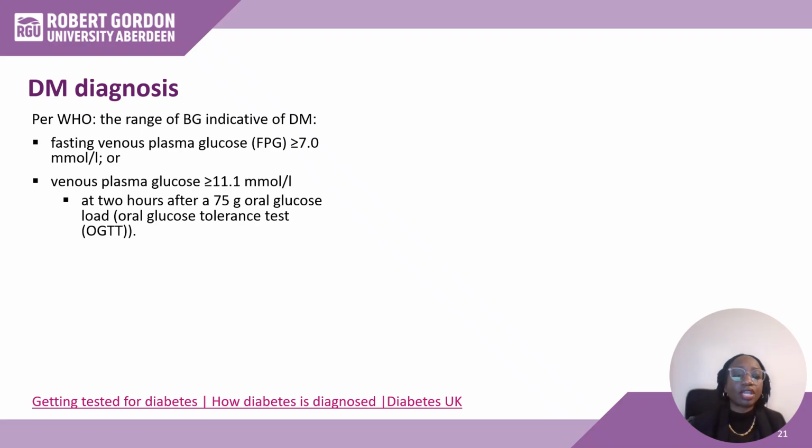And then also either the fasting. Fasting is when somebody has not eaten anything. Normally it's at least a minimum of 8 hours. I think that's what they say, but it depends on the lab as well, so that's important for you to note. And also a venous plasma glucose equal to or above 11.1, which can be measured at least 2 hours after a 75-gram oral glucose load, known as the oral glucose tolerance test, OGTT. And this is a common test. I think in the UK, it is done in pregnant women at some point to rule out gestational diabetes.